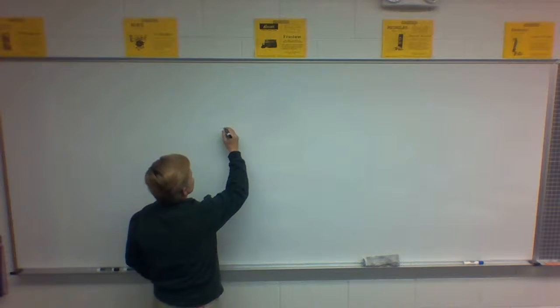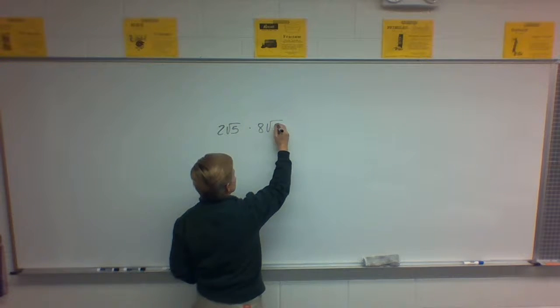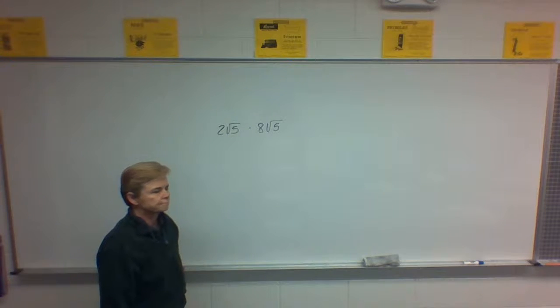First of all, can anybody tell me what they believe 2 root 5 times 8 root 5 is, without using your calculator? 16 root 5. 16 root 5. Oh. Nice try, but not correct. 86. What do you think? Oh, 18. 80. 80.